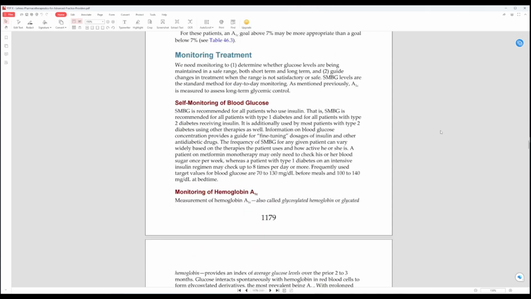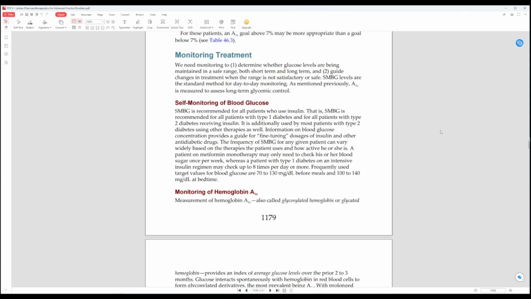So, monitoring and treatment. We need to monitor to determine whether glucose levels are being maintained in a safe range, both in the short term and long term, and guide changes in treatment when the range is not satisfactory or safe. SMBG is the standard method for day-to-day monitoring. As mentioned previously, A1C is measured to assess long-term glycemic control.